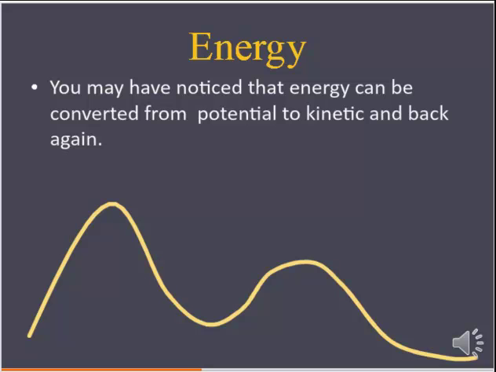So you might have noticed, or it may have occurred to you, that energy can be converted from potential to kinetic and then back again. So with the roller coaster example, you've got high potential energy on the car when it's at the very tallest peak. Then you've got high kinetic energy when it reaches the bottom of that first hill. The next hill on a roller coaster is always smaller than the first one. So there you've got medium potential energy.